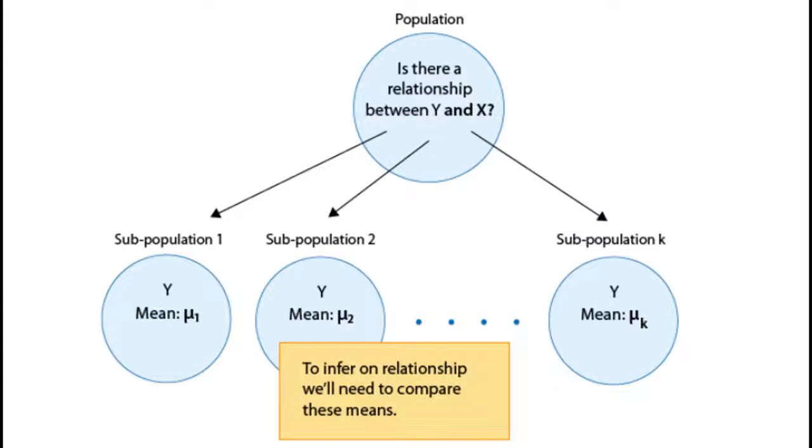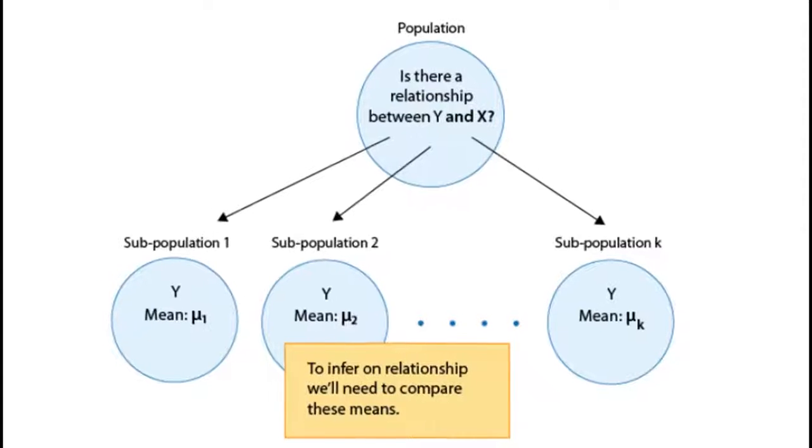So this figure summarizes the idea. We're going to have an overall population of measurements of Y, is one way to think about it, and then we're going to split that population into subpopulations based upon which group you fall in. And to infer about the relationship here, basically we're going to need to compare the means of these subpopulations.